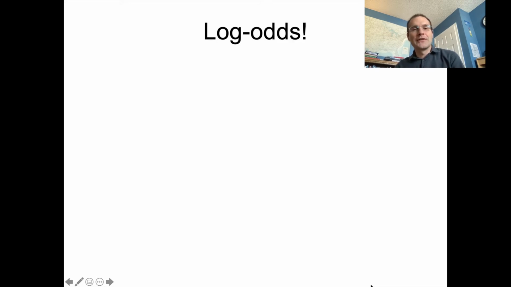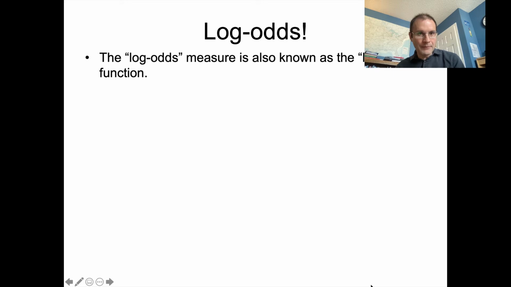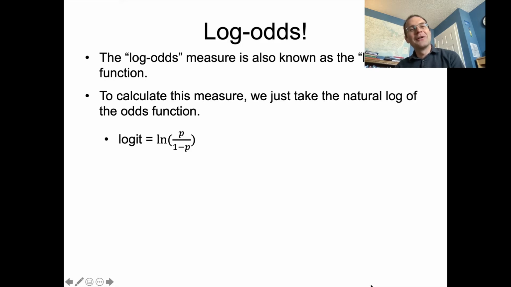So what we're going to do, first of all, is convert this a little bit. We're not going to use just odds by themselves. We're going to use what's called the Logit function, or the log odds function. To calculate this measure, you just take the natural log of the odds function. We started off with p over 1 minus p, that's the odds. And the Logit function just takes the natural log of this, which is normally written ln with whatever you're taking the natural log of in parentheses.